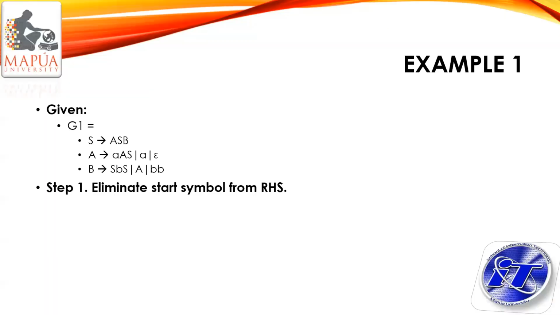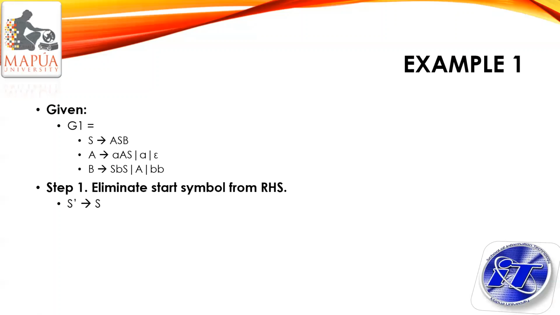So given we have three rules. S yields to ASB, A yields to AAS or A or null, B yields to SBS or A or BB. So let's inspect if there is a start symbol in the right-hand side of our rules. Definitely there is, in the first rule, the second rule, and even in the third rule. Therefore, we need to introduce a new production rule that will replace the start symbol.